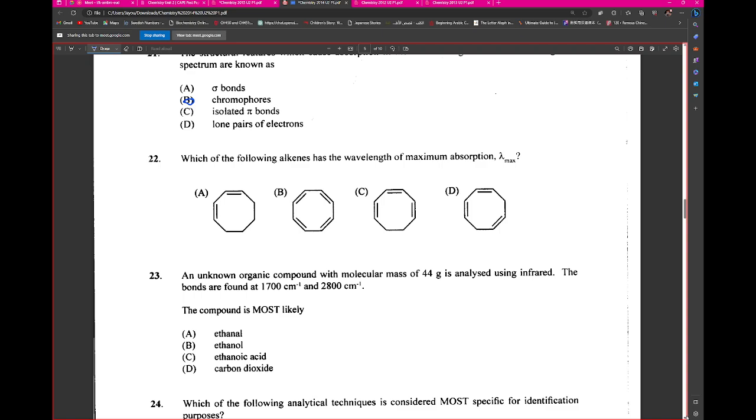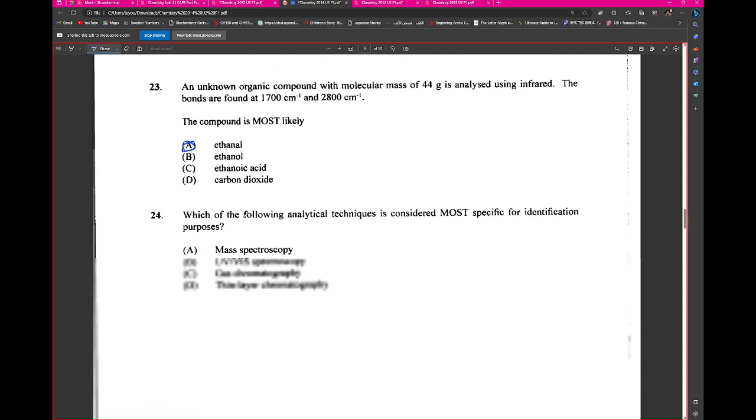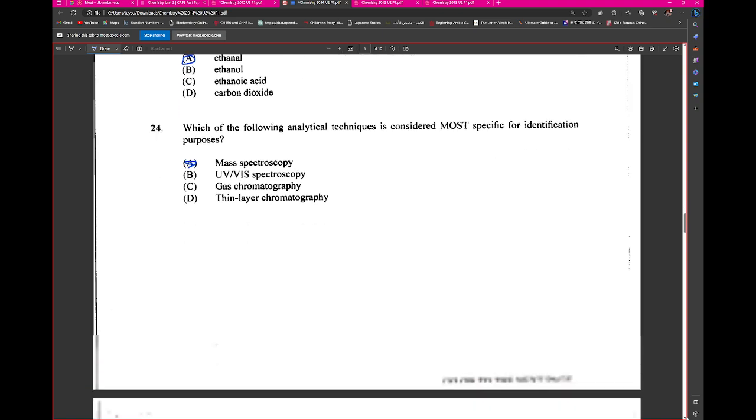Okay, 22. Which of the following alkenes has the maximum absorption, lambda max? Would be B, right? Yeah, I would say B. All right, 23 refers to ethanol. We did this already. Which of the following analytical techniques is considered most specific for identification purposes? A, wonderful. I did that already as well.